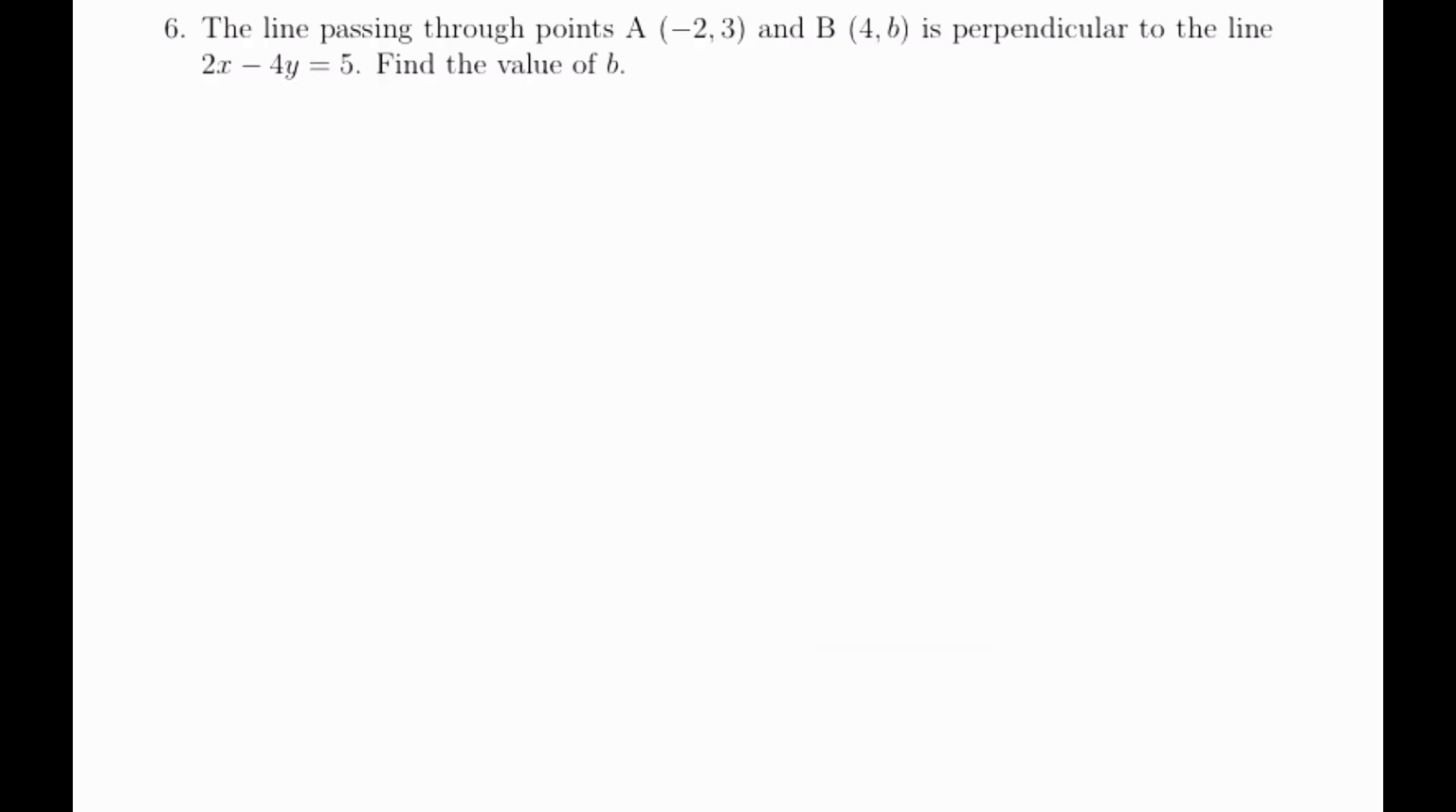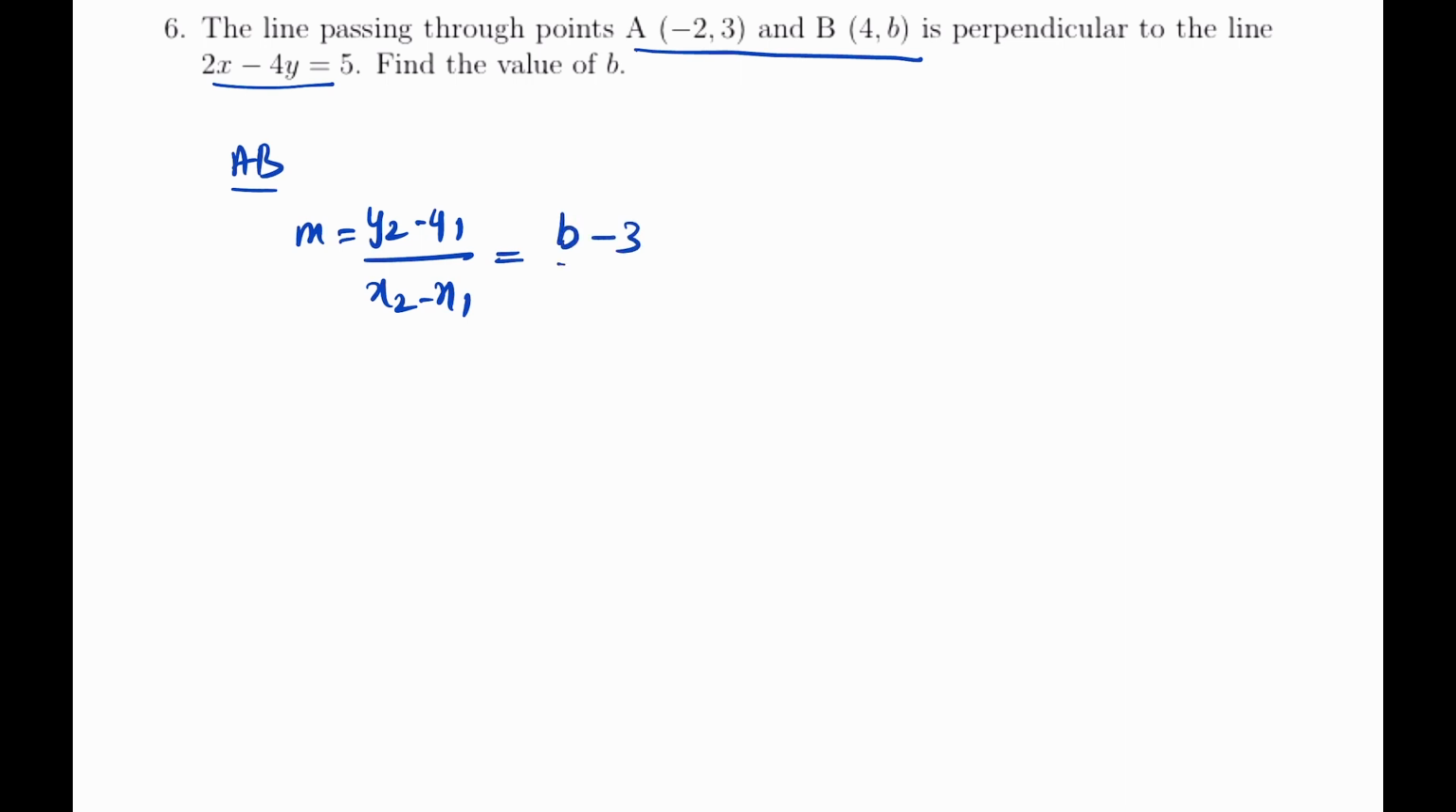Try question number 6. In this question you have AB perpendicular to the line. In the case of AB, they have given two coordinates. So how do you find the slope if two coordinates are given? m is equal to y2 minus y1 by x2 minus x1. So it will be b minus 3 by 4 plus 2, so b minus 3 by 6.